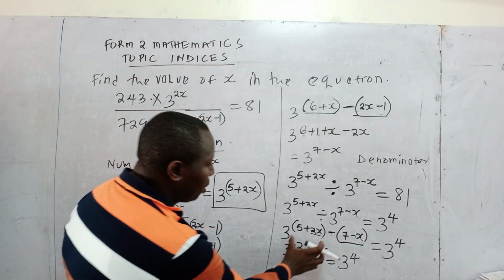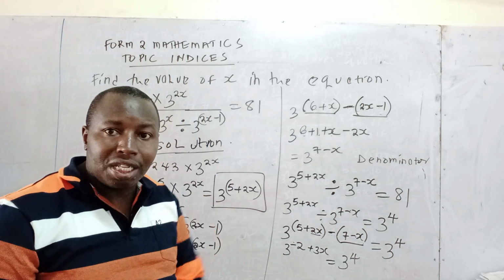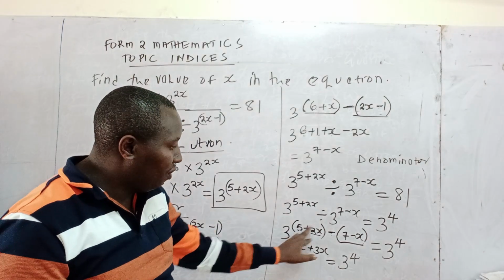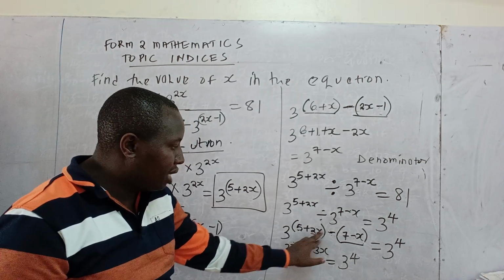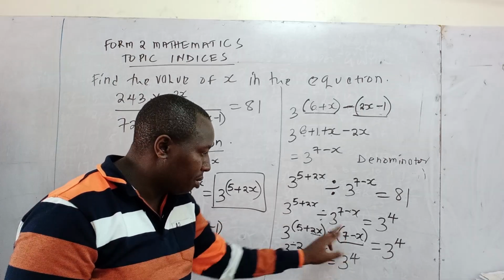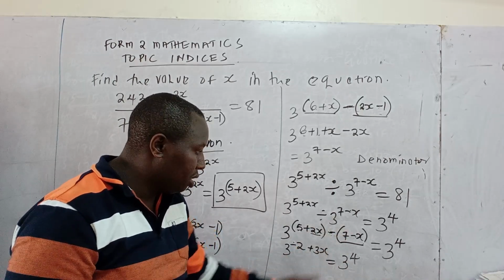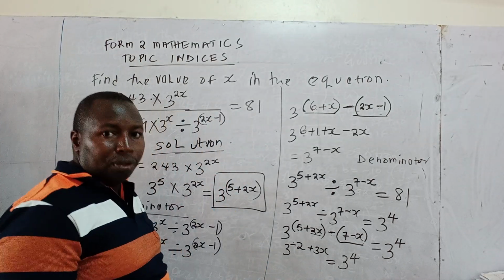So that you know you are subtracting this part and this part. And you must apply again integers. In this one you're opening 5 minus 7, that is minus 2. And 2x, a minus and a minus, that becomes positive. 2x minus minus becomes positive. So 2x plus x is 3x. So therefore, you have this up to that level.